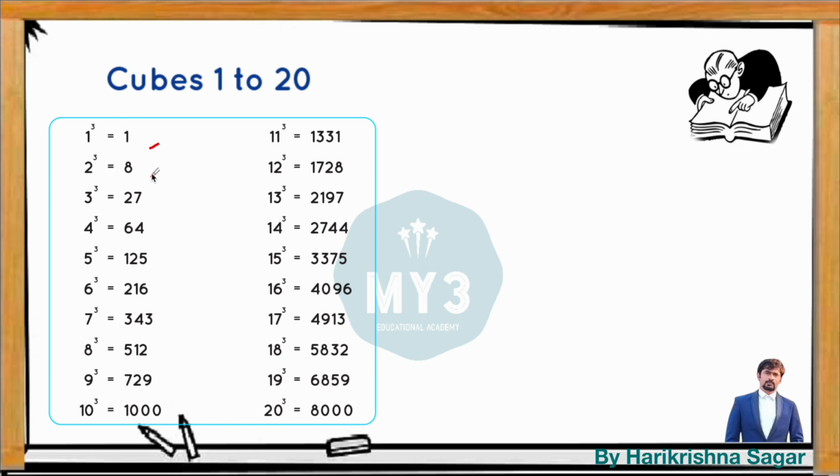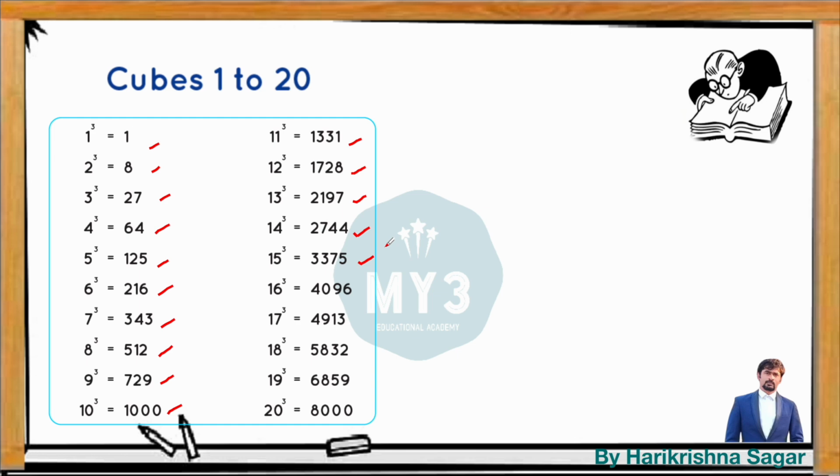1 cube is 1, 2 cube is 8, 3 cube is 27, 4 cube is 64, 5 cube is 125, 6 cube is 216, 7 cube is 343, 8 cube is 512, 9 cube is 729, 10 cube is 1000, 11 cube is 1331, 12 cube is 1728, 13 cube is 2197, 14 cube is 2744, 15 cube is 3375. So remember at least 15 cubes. You must memorize these numbers.